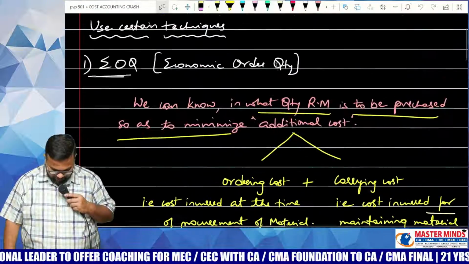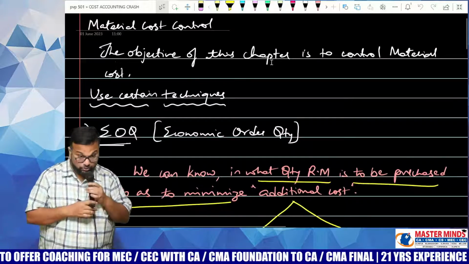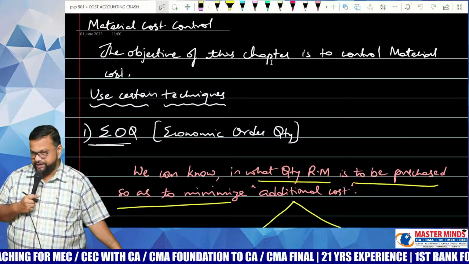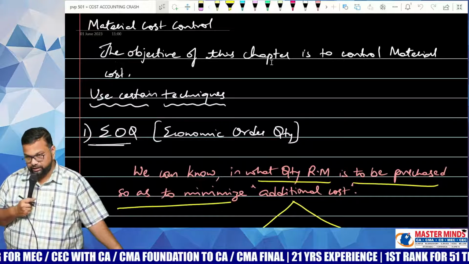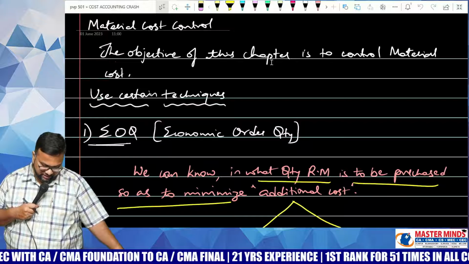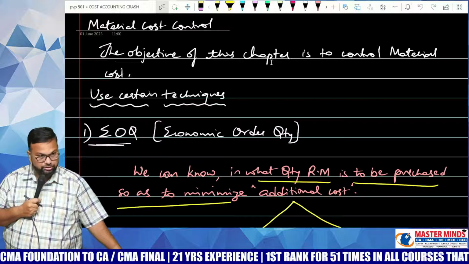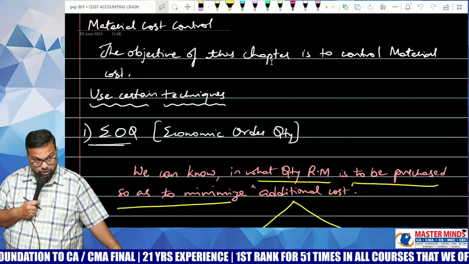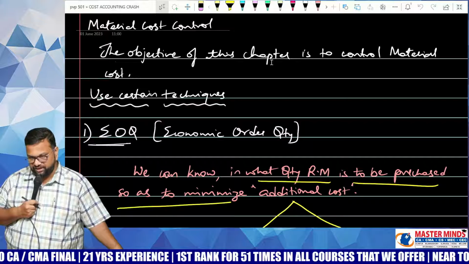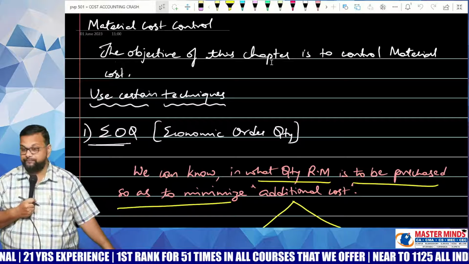Discussing new chapter, that is material cost control. The objective of this chapter is to control material cost. There are certain techniques that we use to control material cost. These techniques are meant for separate purposes. EOQ is meant to minimize additional cost. Stock levels are meant to define what is a maximum level, minimum level and reorder level.